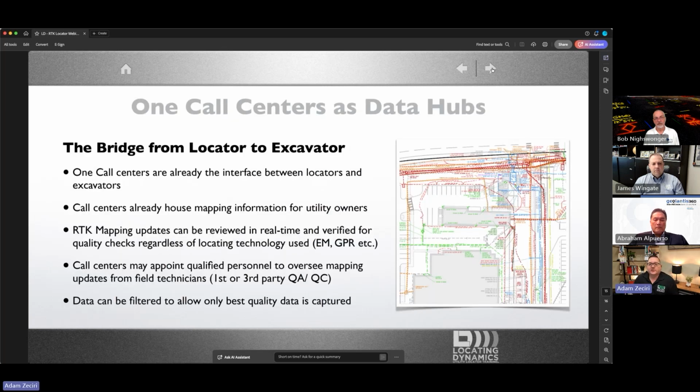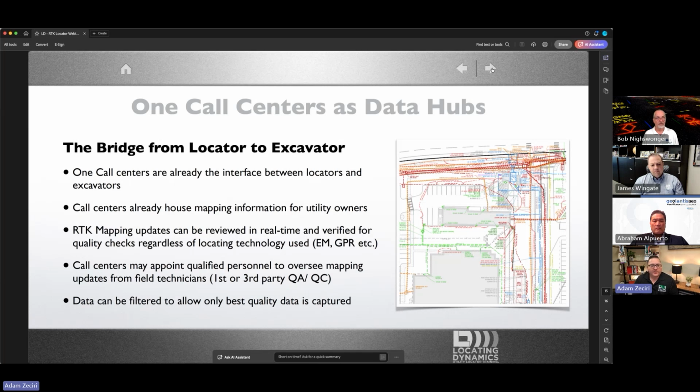So one call centers as data hubs has been an interesting conversation. I think this conversation needs to continue for sure. One call centers are already the bridge from the locator to the excavator, as well as the utility owner. One call centers are already the interface. They already house mapping information, and they're very good at it. RTK mapping updates can be reviewed in real time and verified for quality checks, regardless of locate technology used.